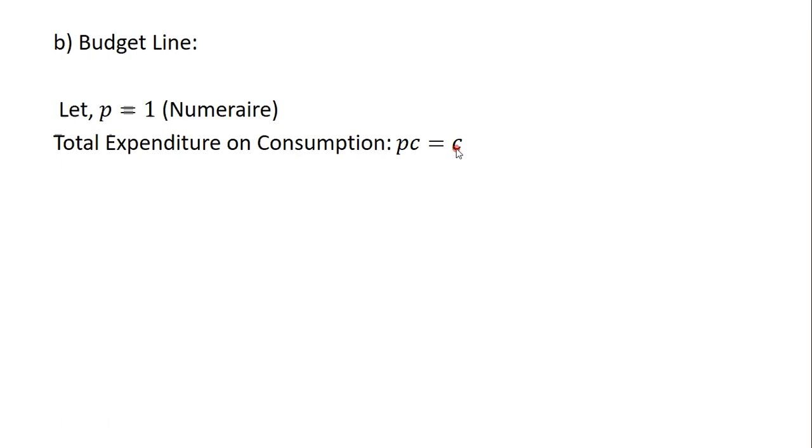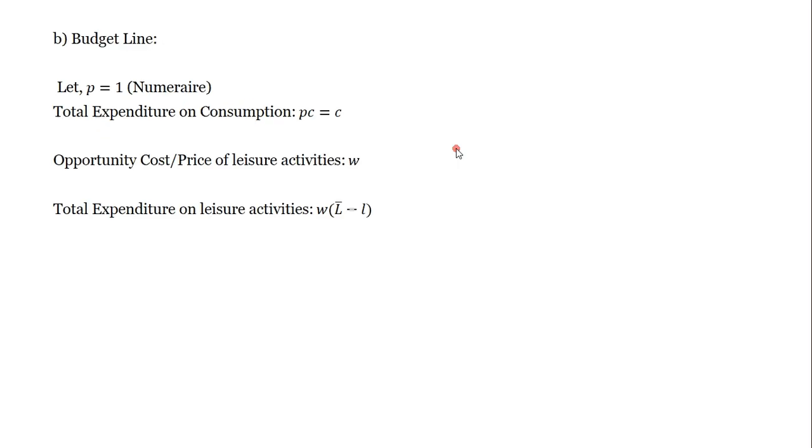Now the other commodity is leisure activity, and to do leisure activity such as playing games, watching movies, you have to sacrifice your working hours in which you can earn some money. At what wage rate? That is W. So basically W is the opportunity cost or price of leisure activity. So the total expenditure on leisure activity is W times the amount of leisure activity, which is L bar minus small l, that is labor supplied, which we extracted from the given part.